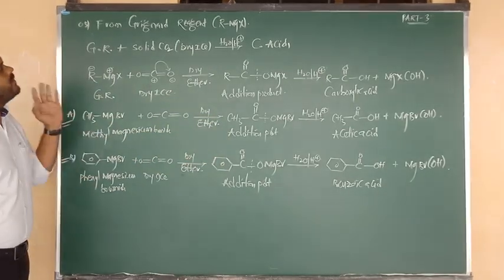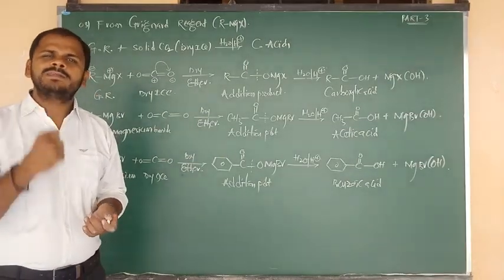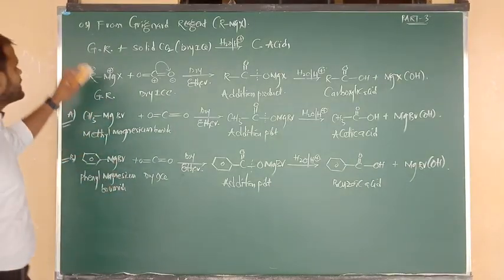Now, this is your third method of preparation of carboxylic acid by using Grignard reagent. Now method number 4 I am going to discuss.